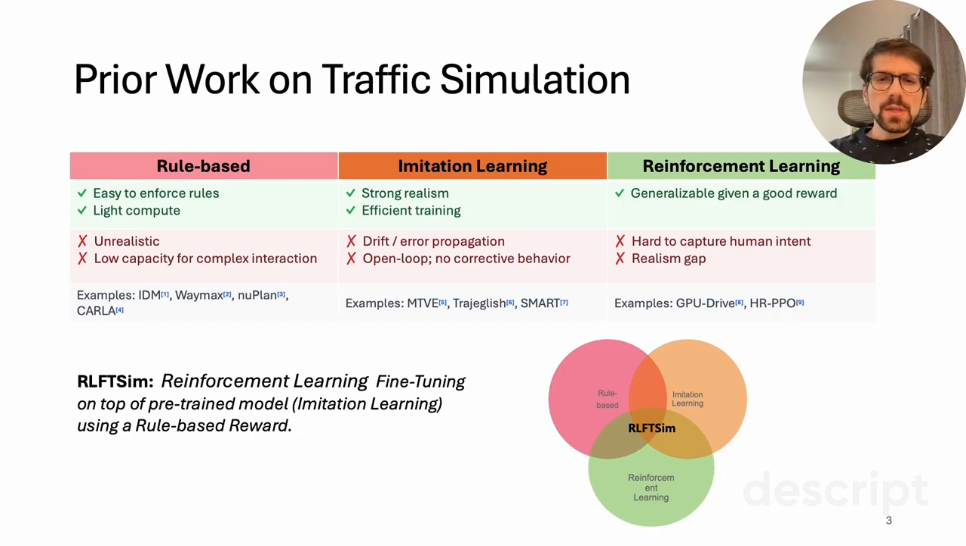Our approach, RLFTSim, combines the best of all three approaches. We take an imitation learning based pre-trained model which already has good realism and solve its alignment issues, for instance the error accumulation issue. We are fine-tuning it with RL using a comprehensive rule-based reward function via distribution matching.